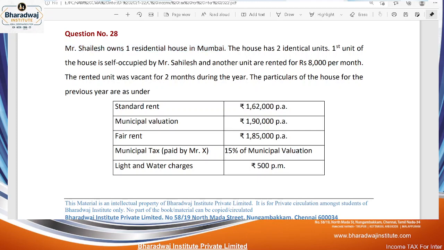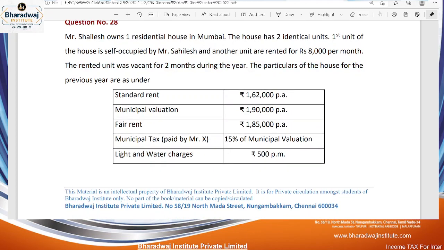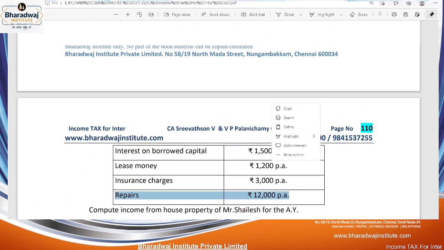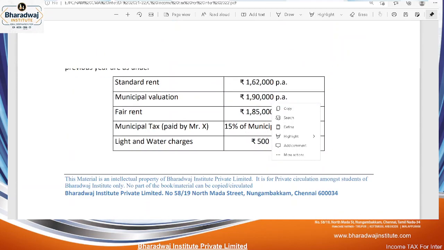Okay, one residential house in Mumbai. The house has two identical units. One unit is self-occupied, another is rented for 8,000 per month. The rented unit was vacant for 2 months. All these models we have worked out already. Particulars of the house are given: 1,62,000, 1,90,000. Fair rent is given. Municipal tax, lift and water charges are given. Interest on capital borrowed, lease money is given. Insurance charges are given. Repairs are given. Compute his income from house property.